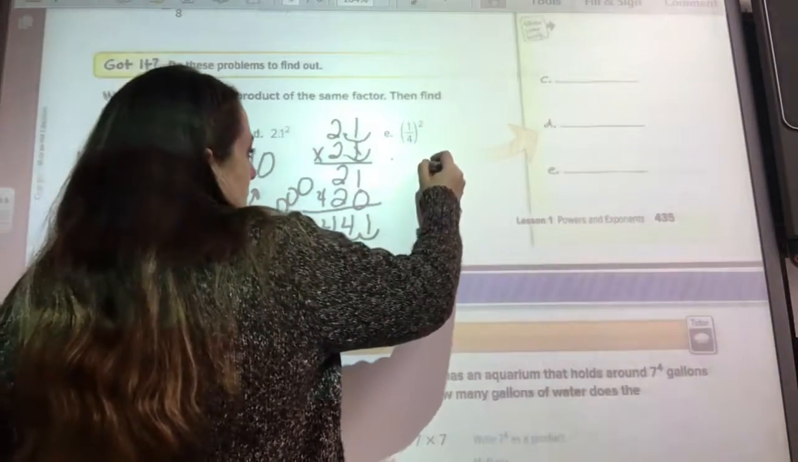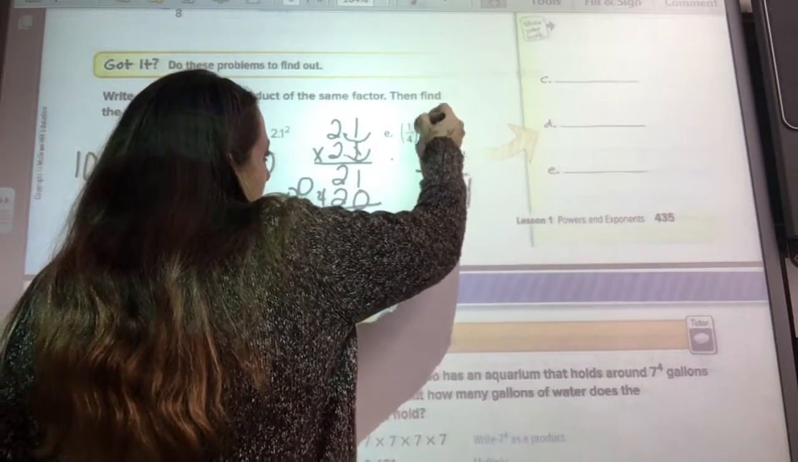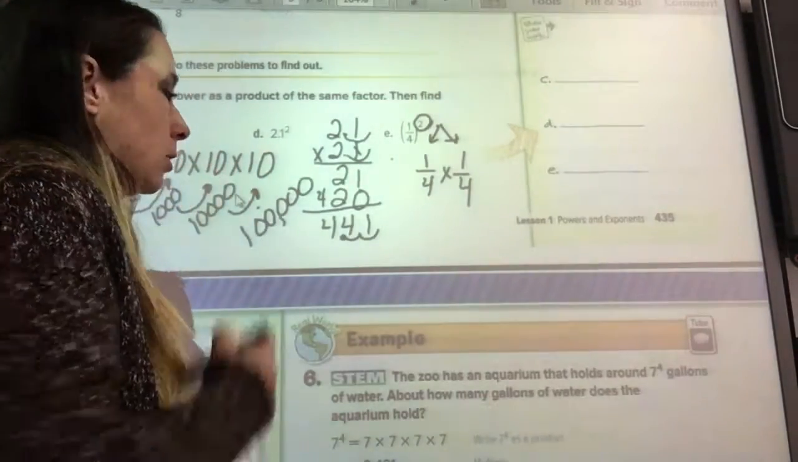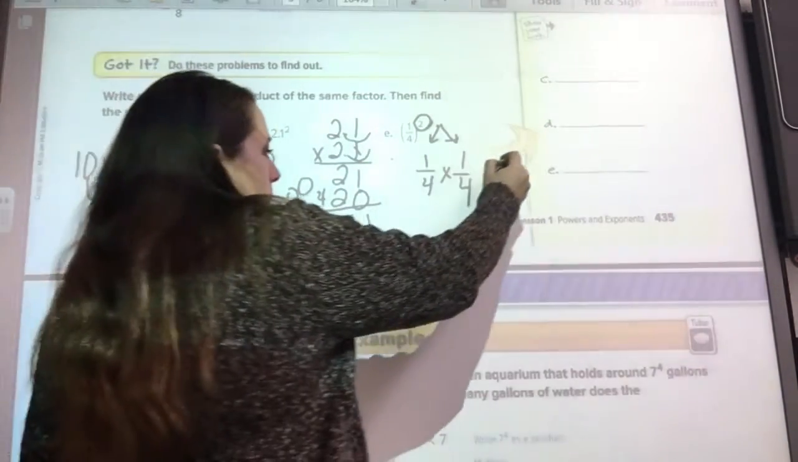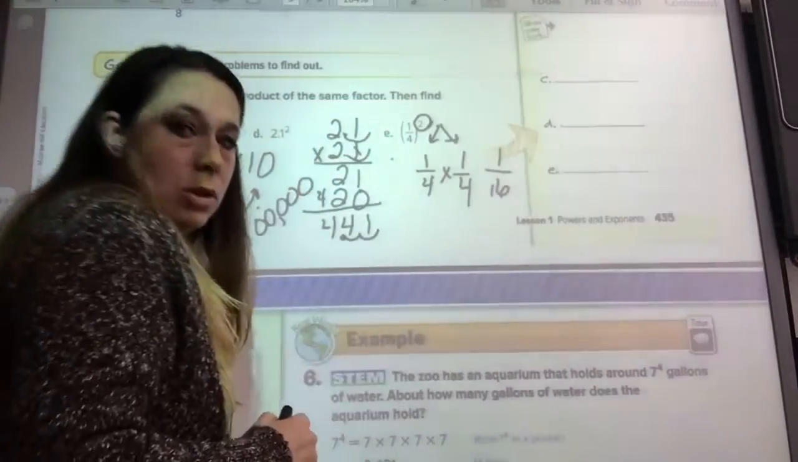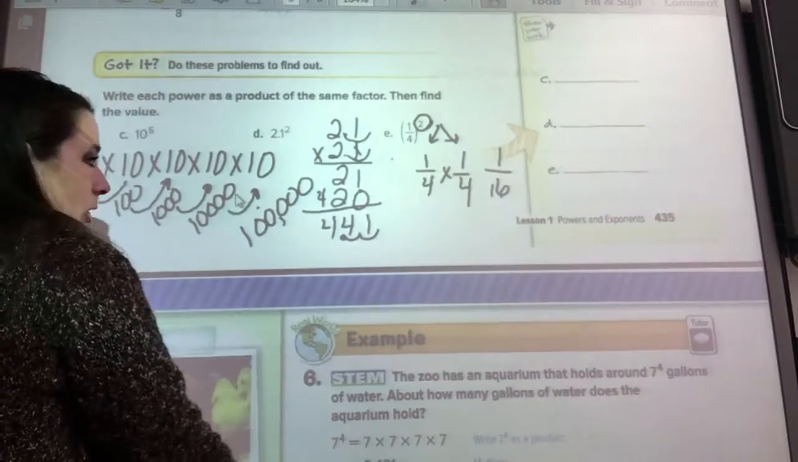Alright, 1/4 to the 2nd power, 1/4 times 1/4. Remember, this tells you how many times to write those. Okay? So now we just got to multiply them together. 1 times 1 is 1. 4 times 4 is 16. So you'll end up with 1/16. Alright, if you need a moment to catch up, go ahead and pause.